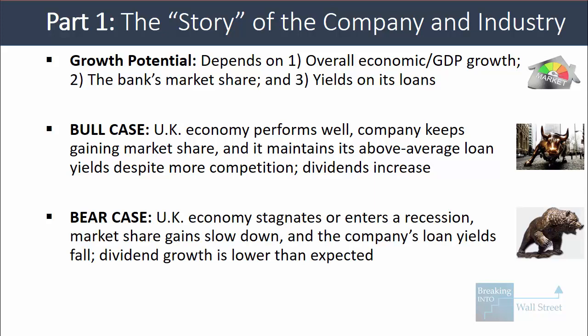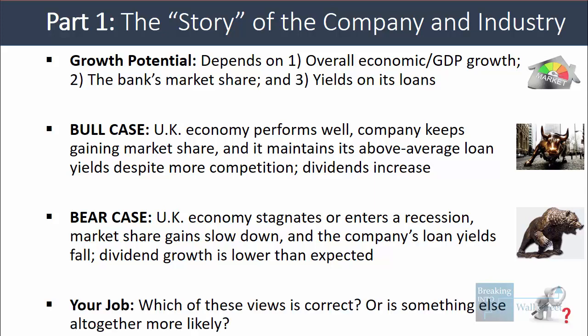The bear case is that the UK economy stagnates or enters a recession. The bank's market share gains slow down. And then its yields also fall as a result of increased competition and other banks charging less. Dividend growth is also lower than expected. Maybe the bank can start issuing dividends in a few years, but growth rates on those dividends will be lower than what the market as a whole expects.